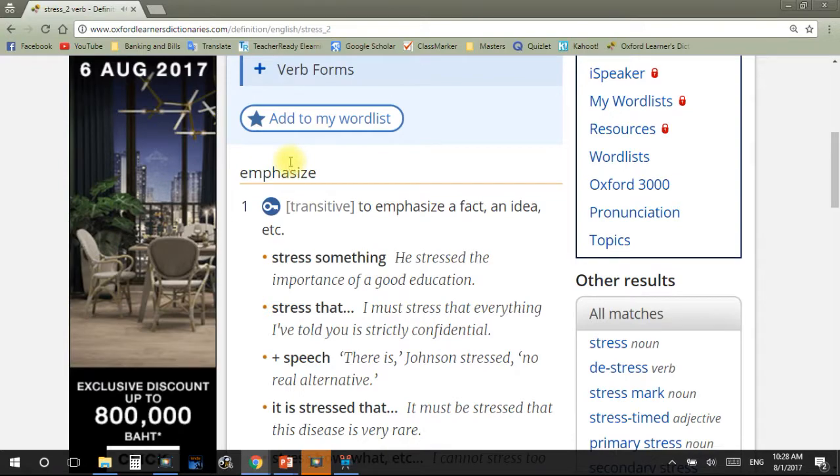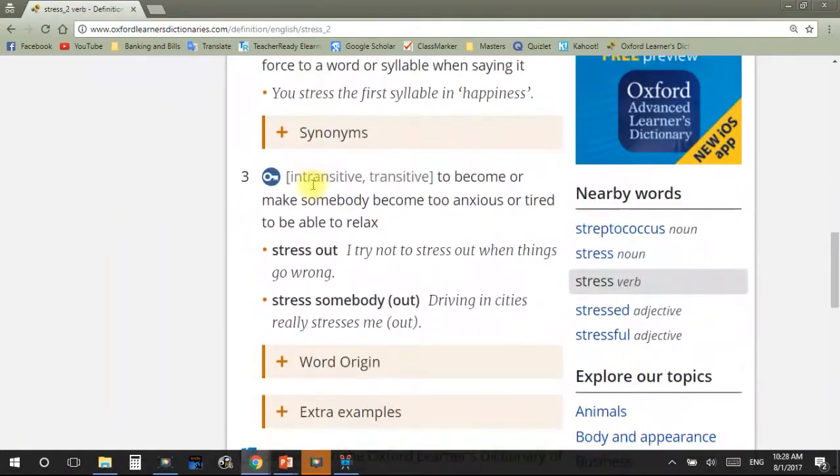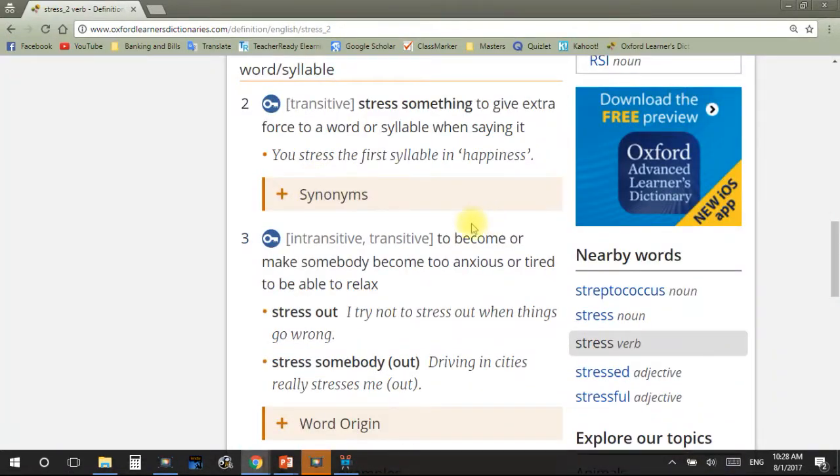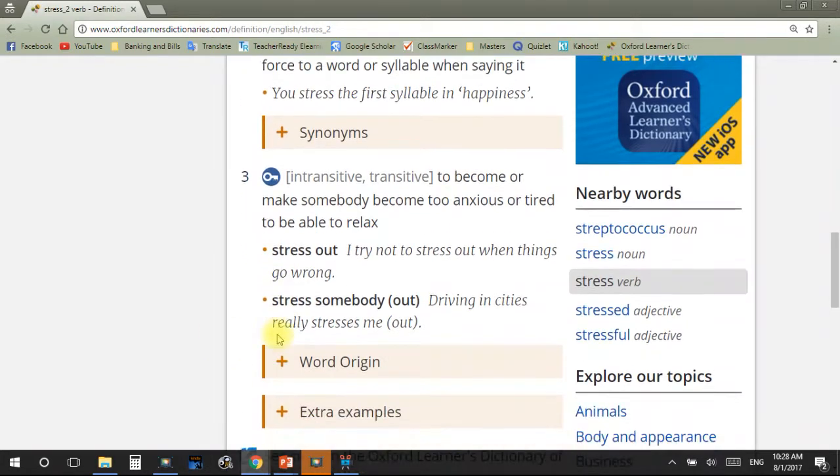And here we have emphasize, word or syllable. Here we have to become or make somebody become too anxious. So anxious and relaxed, this is the definition that we're looking for. We see that it can be intransitive or transitive. That's another good thing about learners' dictionaries, is they give you this information, which some other dictionaries do not.